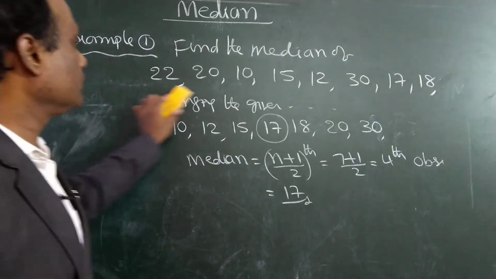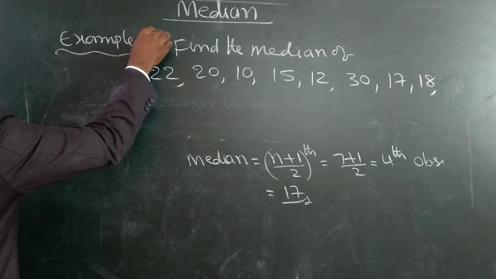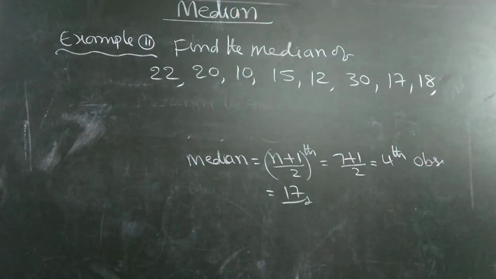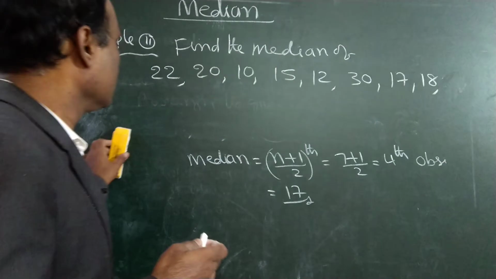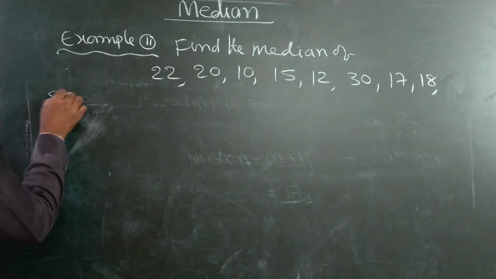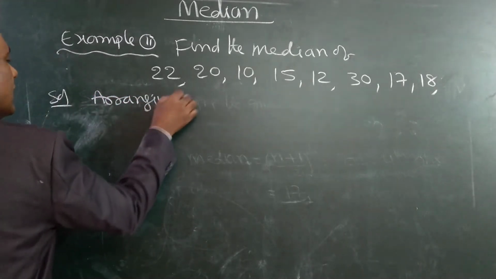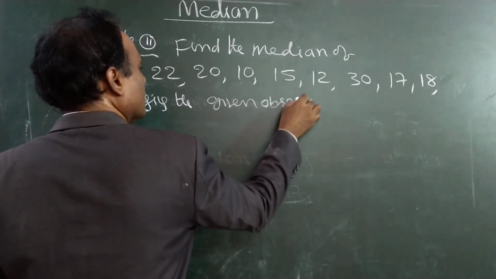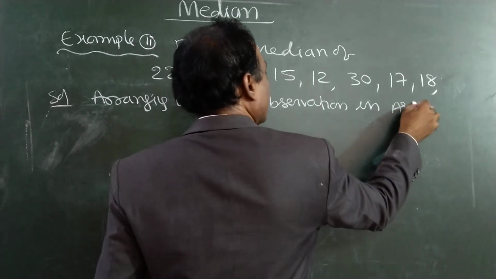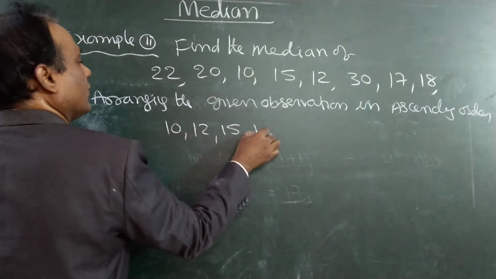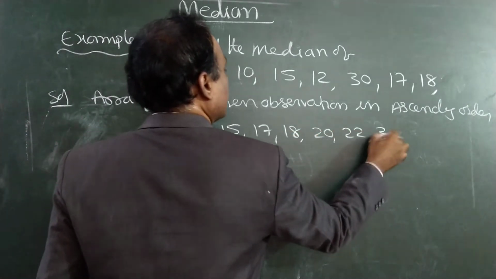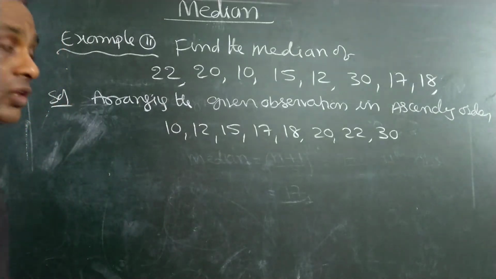One more example. Do this problem. All of you do this second example. Example 2. Students, do it and tell me the answer. Solution. Arranging the given observations in ascending order, smallest to greatest: 10, 12, 15, 17, 18, 20, 22, 30. Yes. So, what is the median?